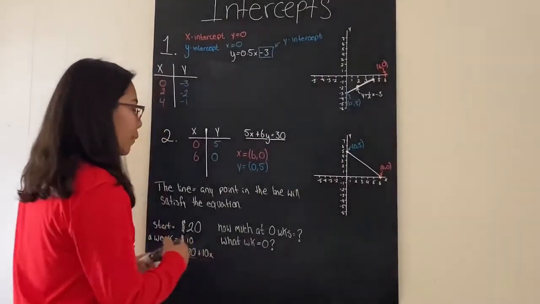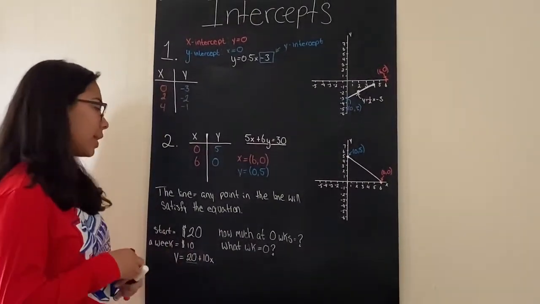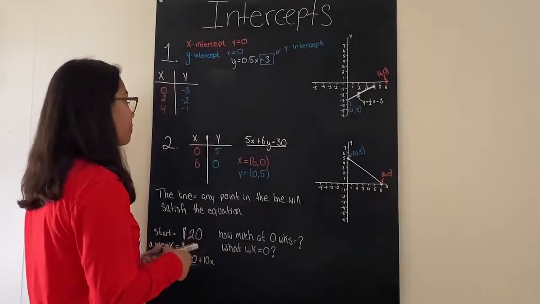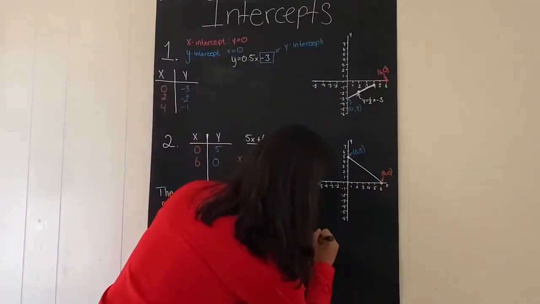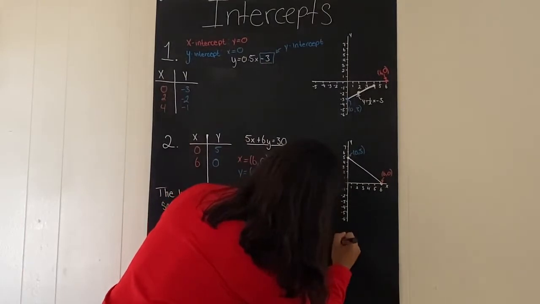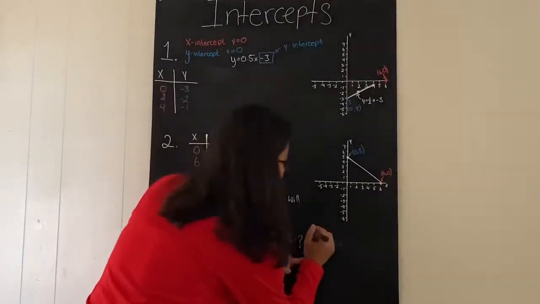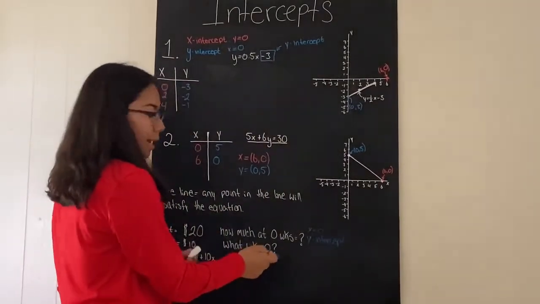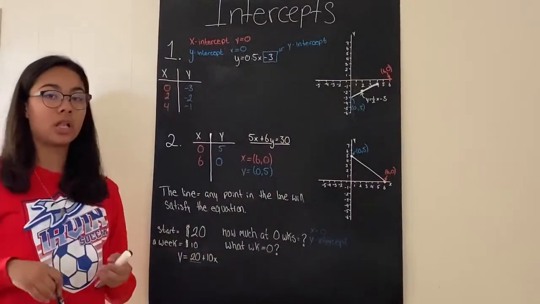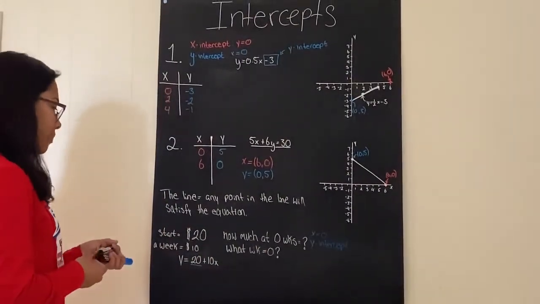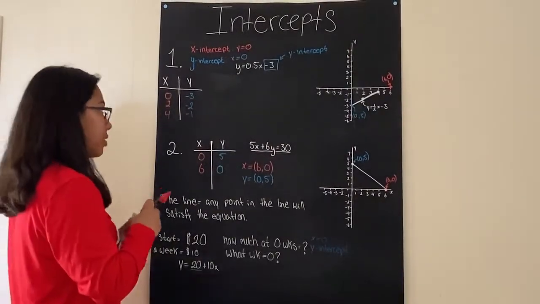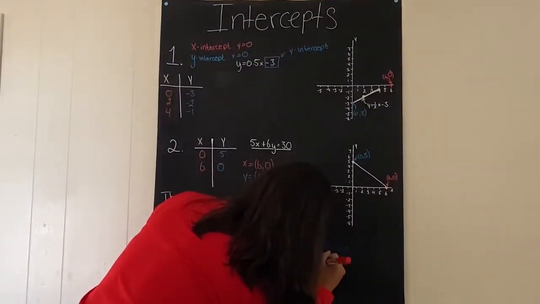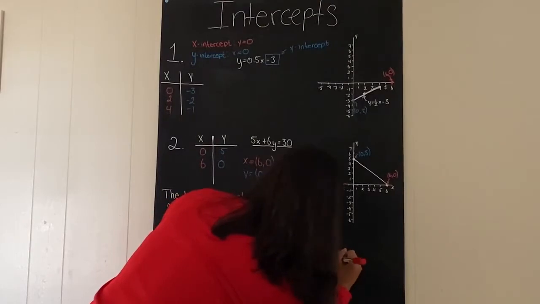So now, how much money are you going to have at 0 weeks? 0 weeks is your x. So this is going to give you your y-intercept, because you're looking for when x is equal to 0. Now, what week will you have $0? If you want $0 and that's your y, then that would be your x-intercept, so that's when your y is equal to 0.